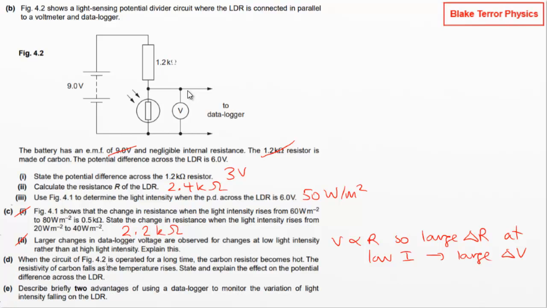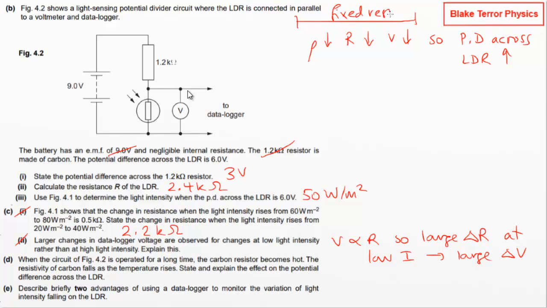When the circuit of figure 4.2 is operated for a long time, the carbon resistor becomes hot. The resistivity of carbon falls as the temperature rises. State and explain the effect on the potential difference across the LDR. Right, so as our resistivity drops, that means our resistance is going to drop, which means our potential difference is going to drop. So the potential difference across the LDR will increase, because all of this is for the fixed resistor. This is for the fixed resistor.